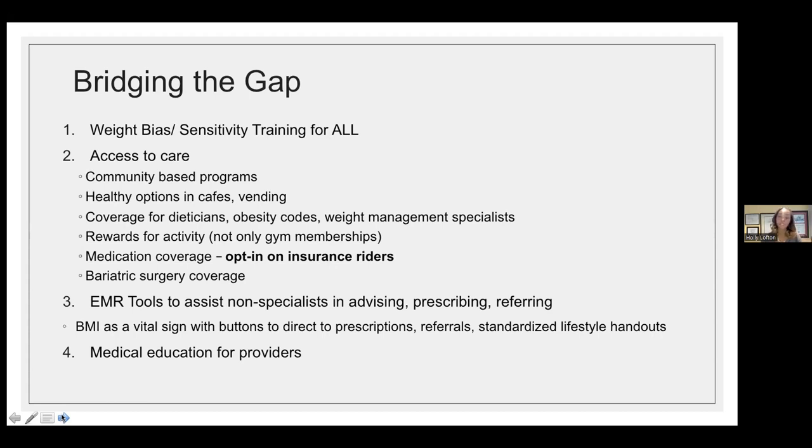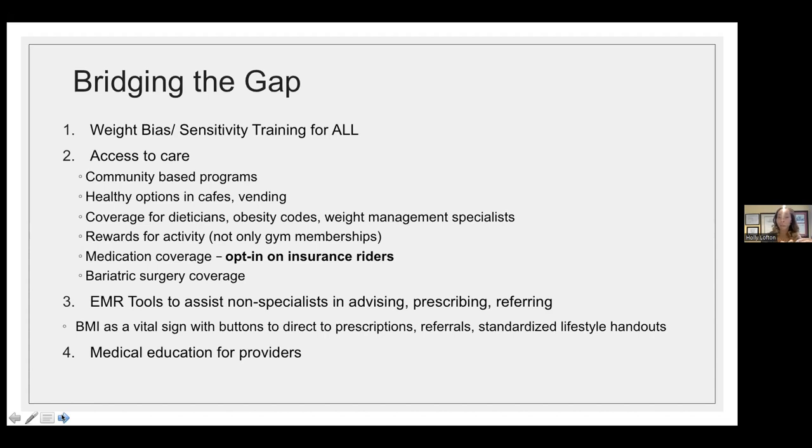I can't stress enough how much easier life would be for patients, and for me as a weight management specialist, if we have coverage for medications as well as bariatric surgery. And using tools in the EMR, such as BMI, to not only say the patient's weight is high, but then there should be a separate section to say, what will you do about this? Will you refer to a dietitian or weight management specialist? Will you treat this with pharmacotherapy or surgery right now?